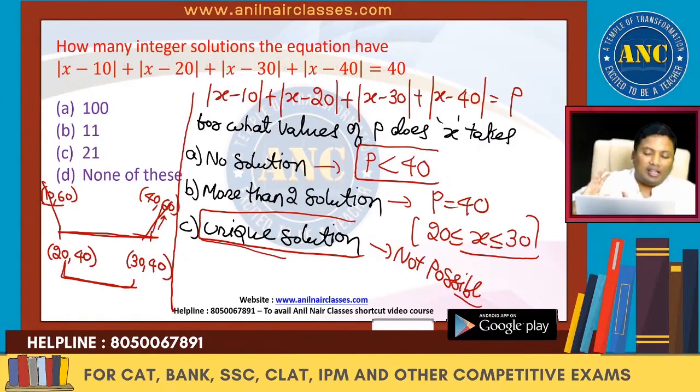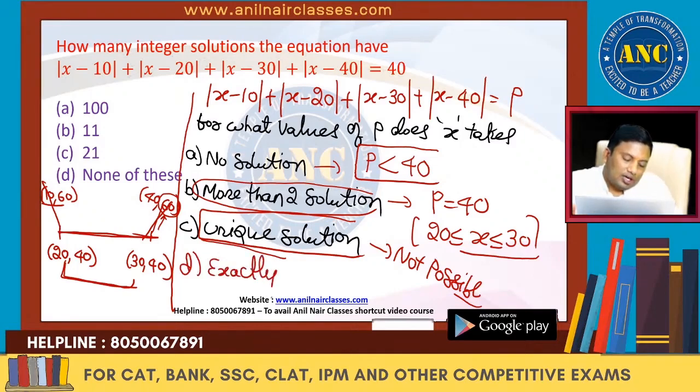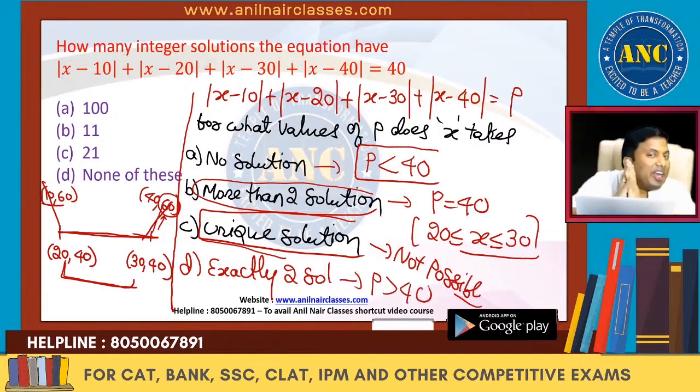Right? I will tell you another approach also. Unique solution: unique means only a single value should be possible. A single value is not possible. I hope it is clear. Now what will we do? Can there be more than 2 solutions? Suppose if I take p equal to 60, I got exactly 2 solutions. So another question also we will do. Exactly 2 solutions is nothing but p greater than 40. Again I am explaining.